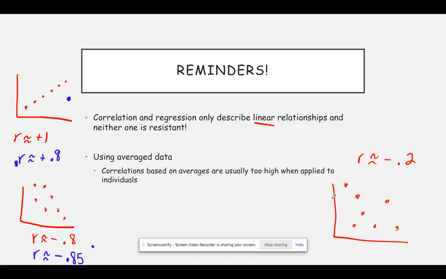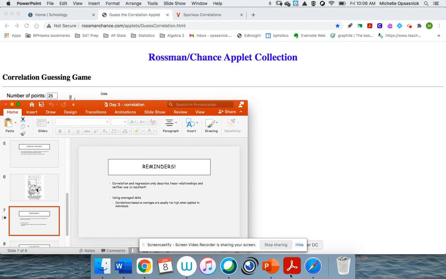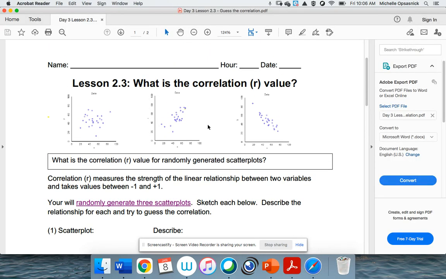You are going to, in just a few minutes, generate some scatter plots and then just make a guess at correlation, just so that you have some practice of looking at a graph and recognizing positive or negative correlation and whether or not it's strong or weak. So what you're going to do now is that you are going to go to your lesson 2.3 worksheet.